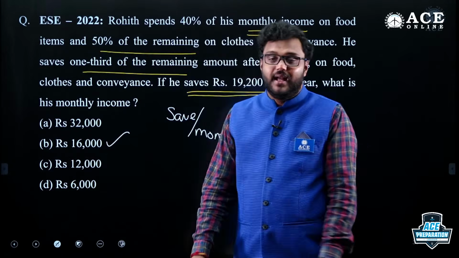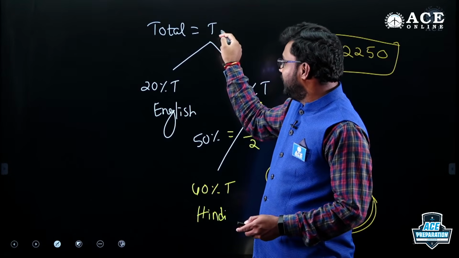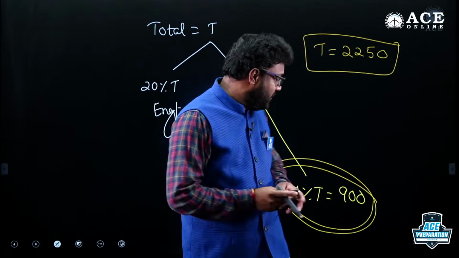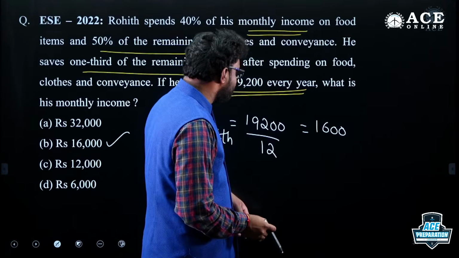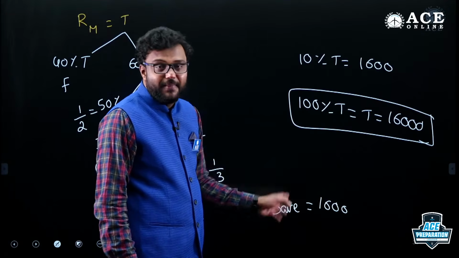This is one way, or else you can assume here the total is something like 1,000. Split it all, and you will get some value here at the end. They given some value, you can map like that also.